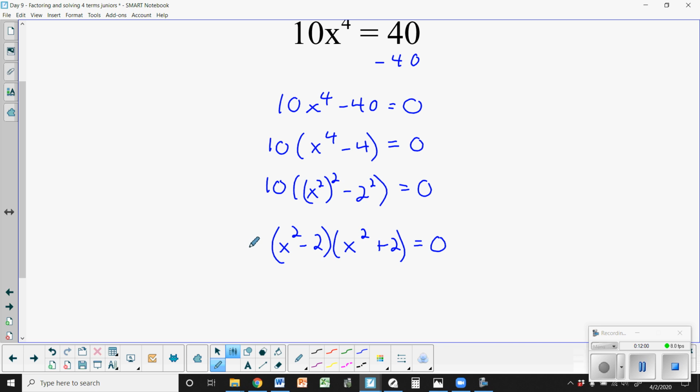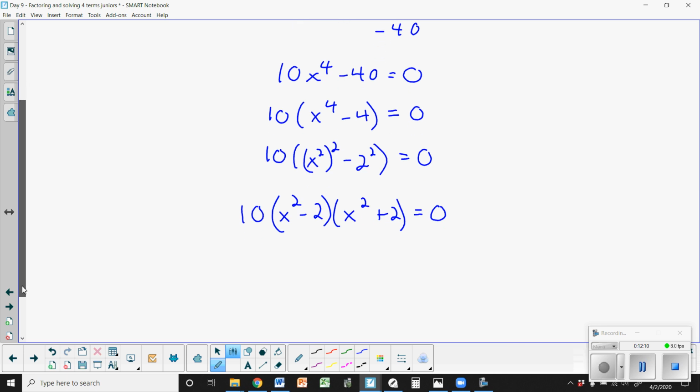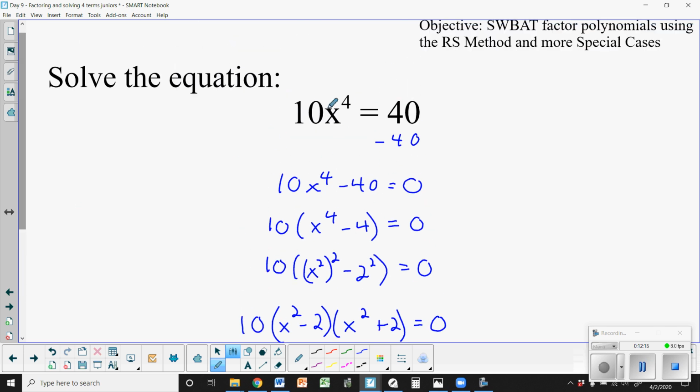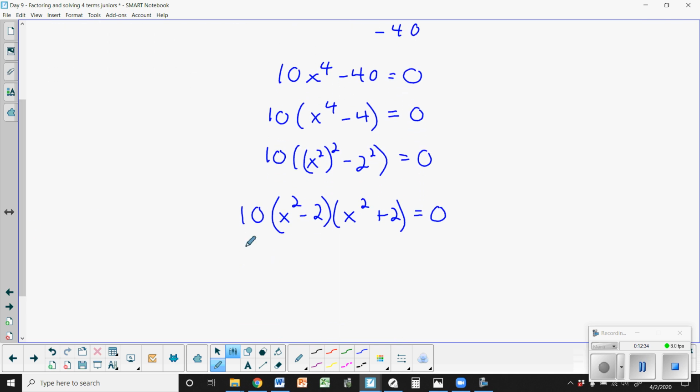Can we factor any more? You may be thinking, oh no, we can't factor anymore. 2 isn't a perfect square, and this isn't a minus. So now we need to check out our solutions. Remember in the beginning here, this 4 tells us that our degree is 4, or n equals 4, which means that we have 4 zeros. We're going to have 4 solutions. And remember, in polynomials, some solutions are real, some solutions are non-real.